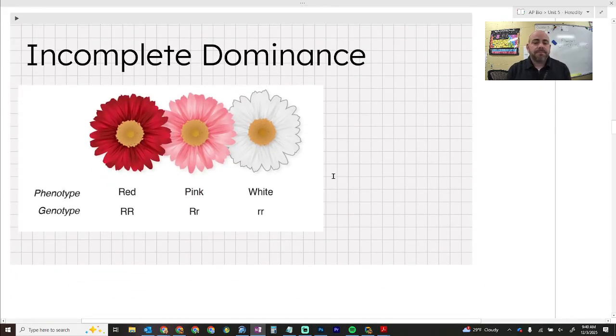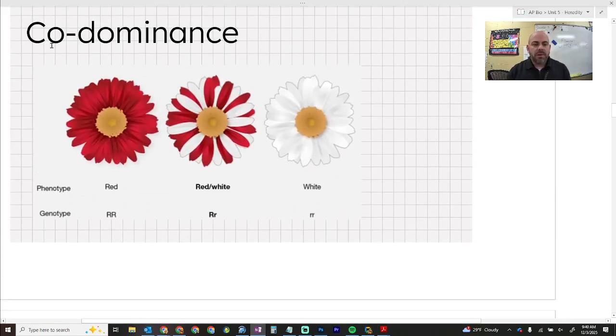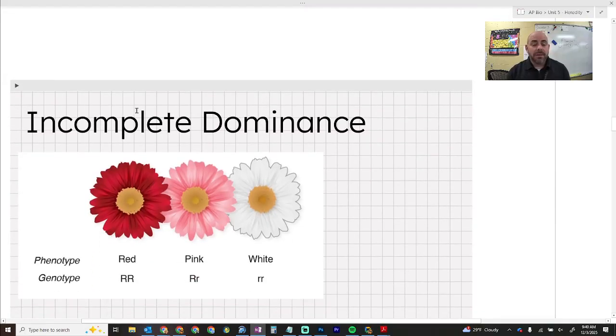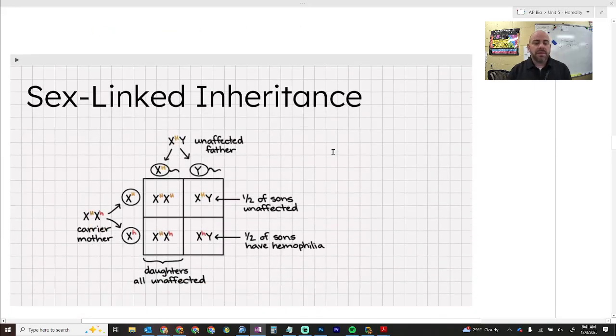Incomplete dominance is where you have more than one dominant allele. That's the big idea, more than one dominant allele. But in this case, they're not completely dominating. So if red and white come together, you don't have completely red and you don't have completely white. Instead, you have a blend of those two things. You have pink. Incomplete dominance and co-dominance are very easy to get mixed up. Just remember, co is sharing dominance. Incomplete is not completely dominant, exactly what the word says. Don't get those two things mixed up.